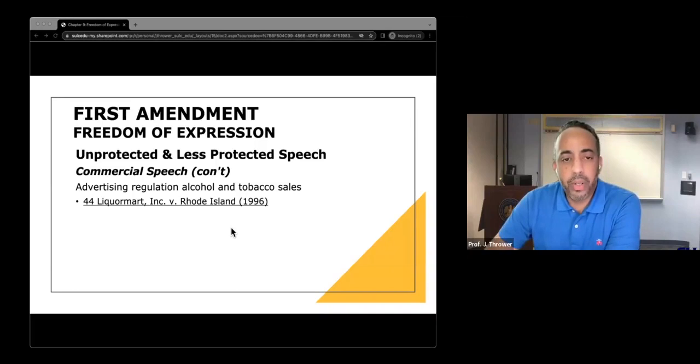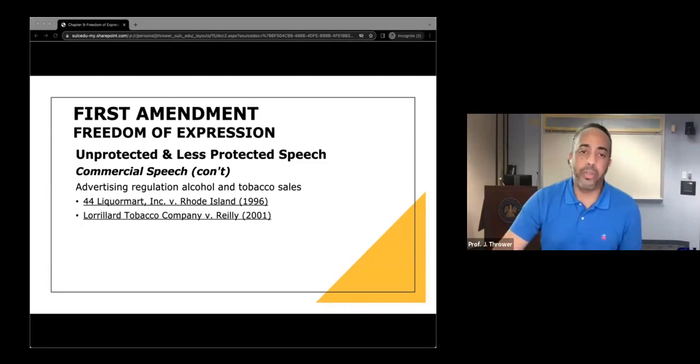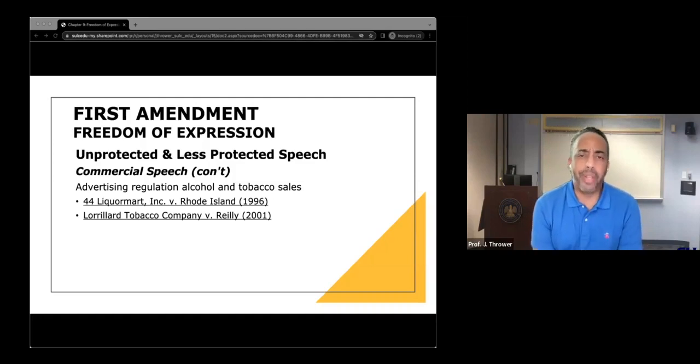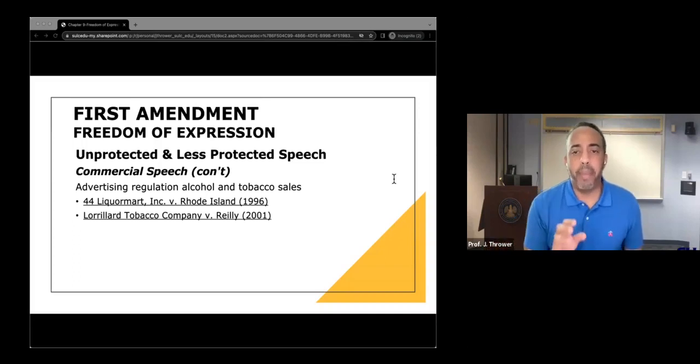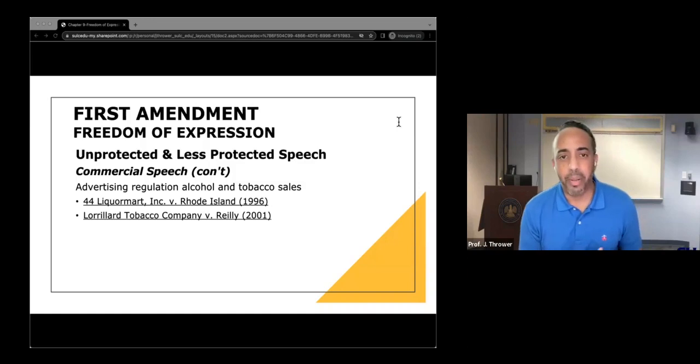Subsequently, the court considered a similar issue in advertising of tobacco sales in the Lorillard versus Reilly case. Lorillard was decided in 2001 and considered a Massachusetts law regulating tobacco advertisement. This particular law prevented advertising of tobacco products within 1,000 feet of a school or playground. It also required places that sold tobacco products to place ads for these particular items at least 5 feet off the ground to avoid being at eye level for children.